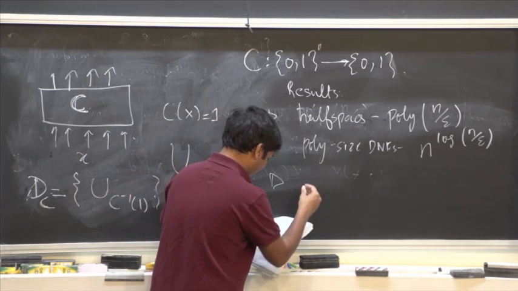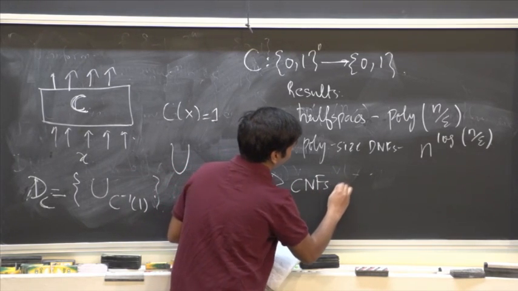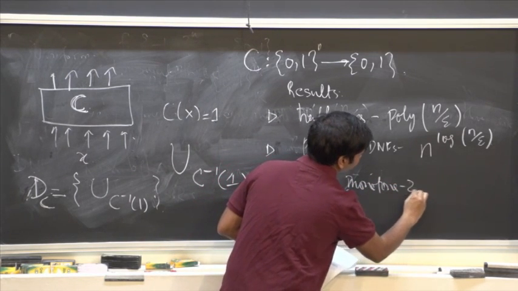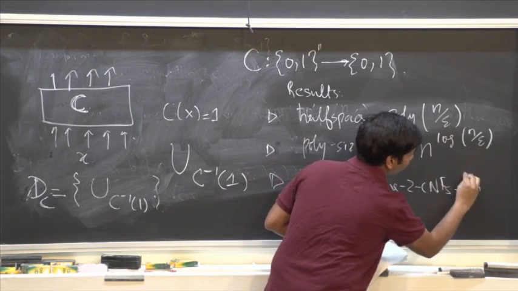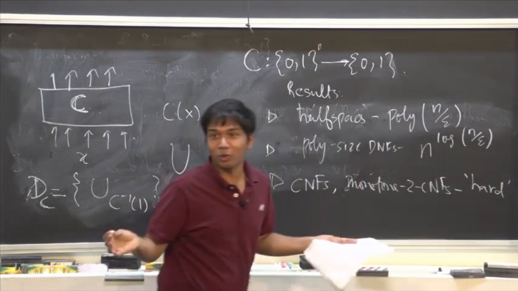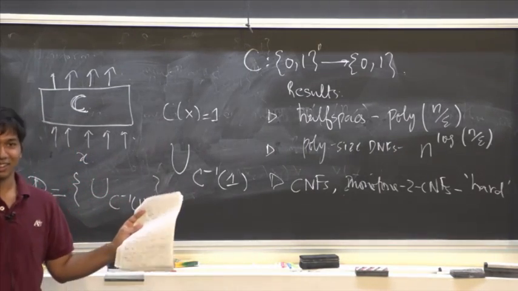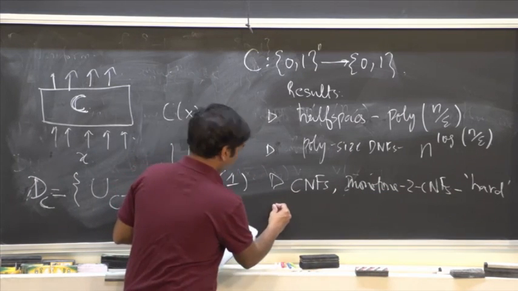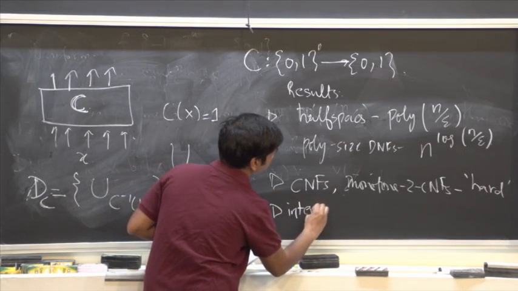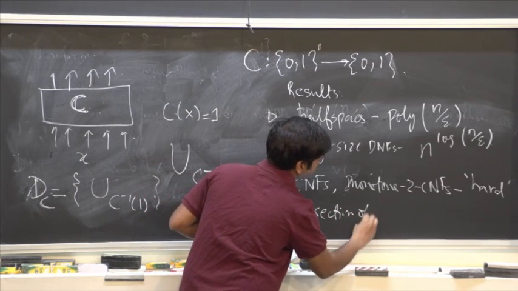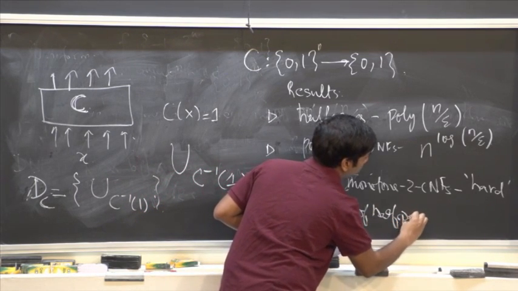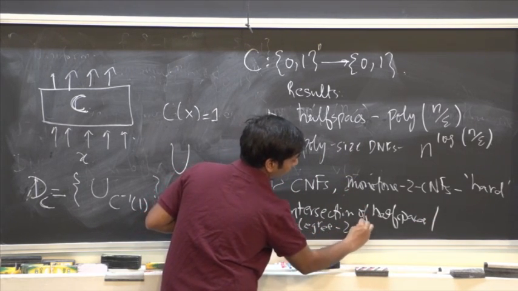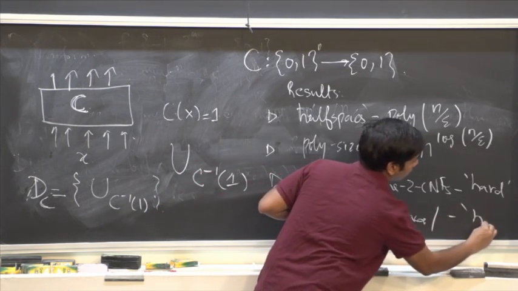As Noga said, CNFs, in fact even monotone 2-CNFs, so even a smaller subclass, are hard. Well, hard depends on the cryptographic assumption you're willing to use. If you assume sub-exponential size unique signature schemes, it's exponentially hard. So, cryptographically hard. And the same with, say, intersection of half spaces, or degree 2 polynomial threshold functions: again hard.